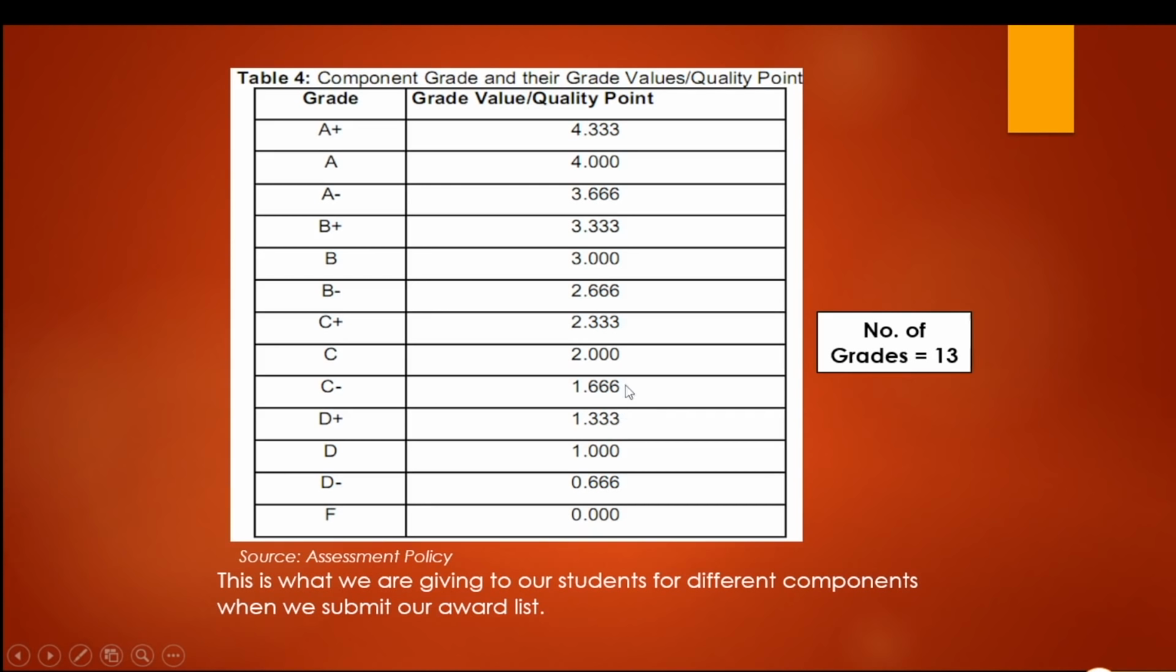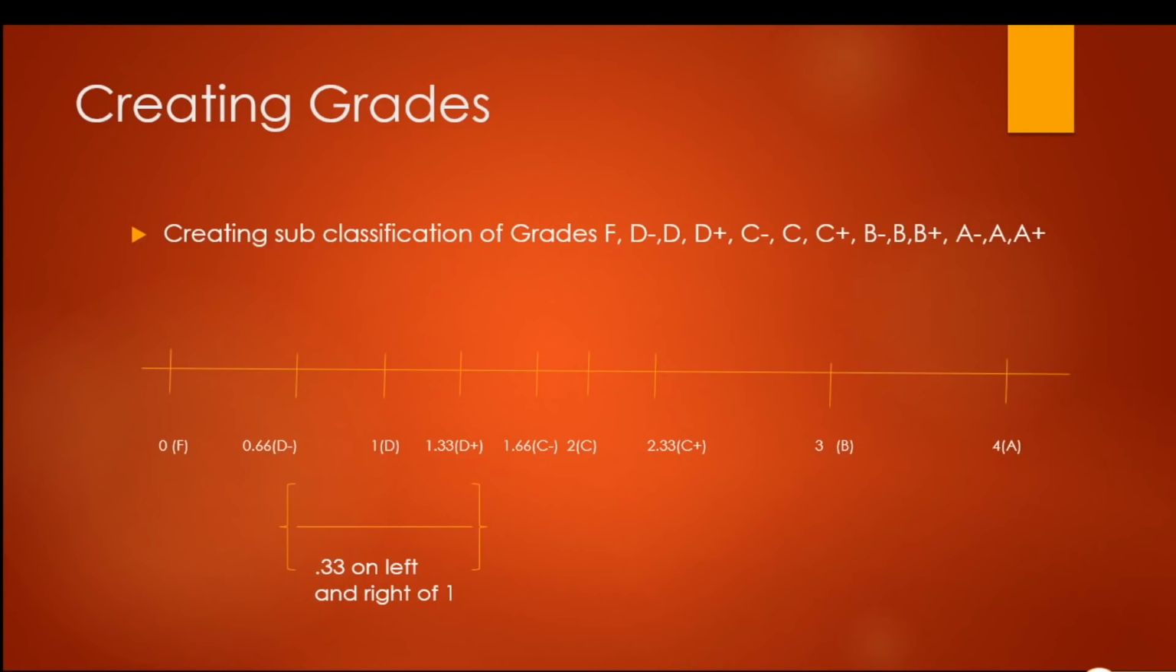Similarly, we are also trying to move left and right of 2. So 2 moving on the left by 0.33 gives us 1.66. Now you see we have been able to create equal distance also. I try to explain this in the next slide.